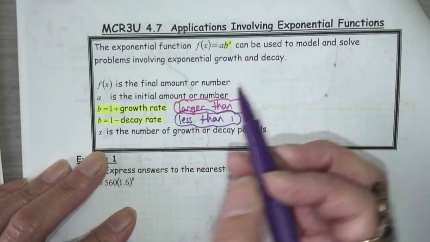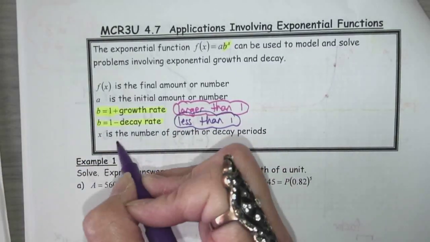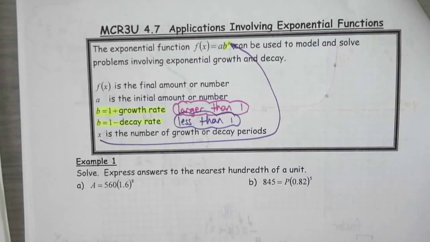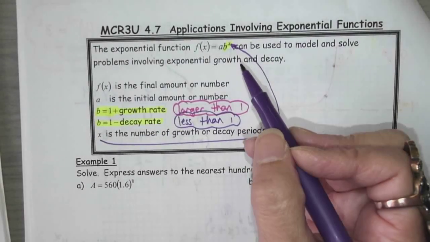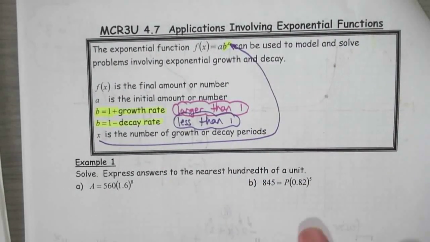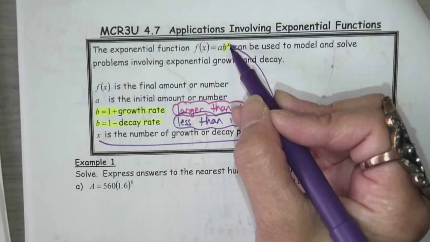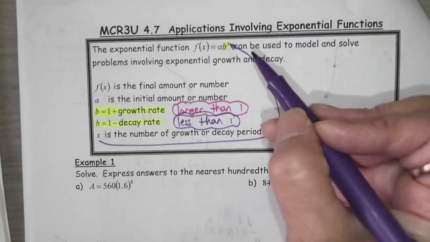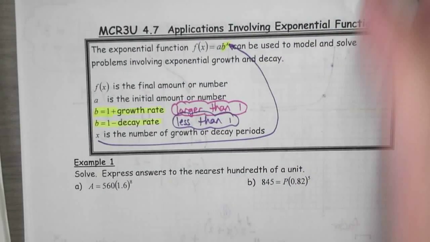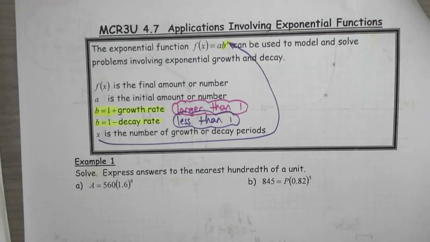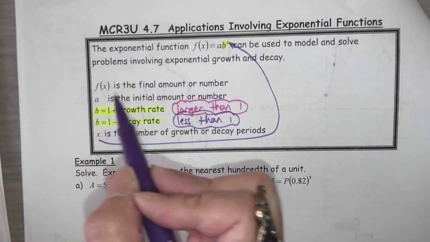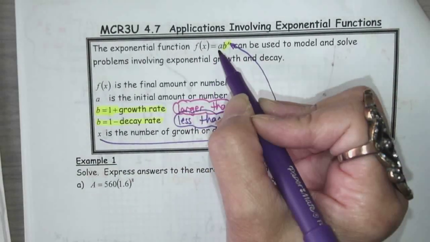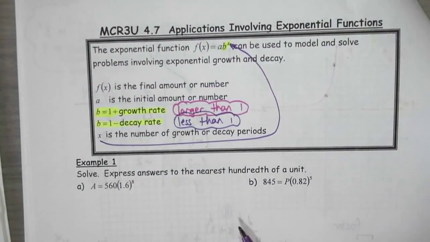So here, the exponent, this part here, x, is how many times you're growing or decaying, right? So if I say it has 2 growth periods, then that would be to the power of 2, so you go 2 times 2 or 3 times 3, right? So that's the number of periods. f of x is the final amount that we have, and a is the initial amount. The number in front of it will be the initial amount, and we'll talk about that in a second.